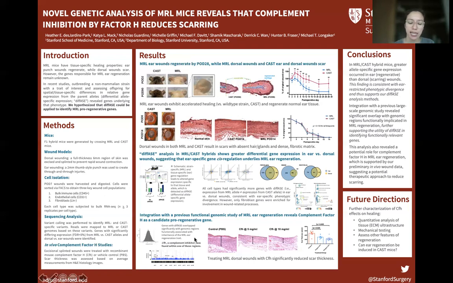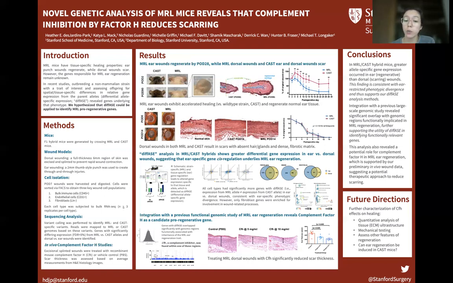And when we looked at this previous study and integrated it with our results, we saw that there was significant overlap of our diphase genes with those regions. And this is really important because it pretty strongly suggests that we actually are finding functionally relevant genes. Now, one of the genes that overlapped with one of these QTL regions, so again, functionally relevant regions for MRL ear regeneration, was complement factor H, which is an inhibitor of the complement signaling pathway.